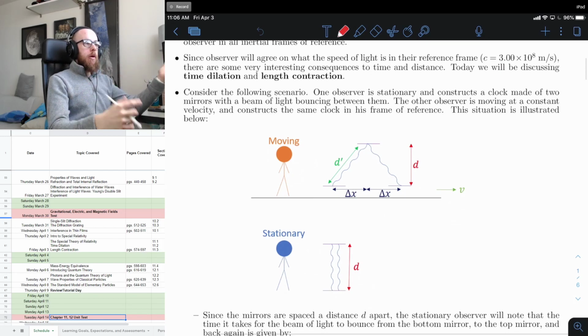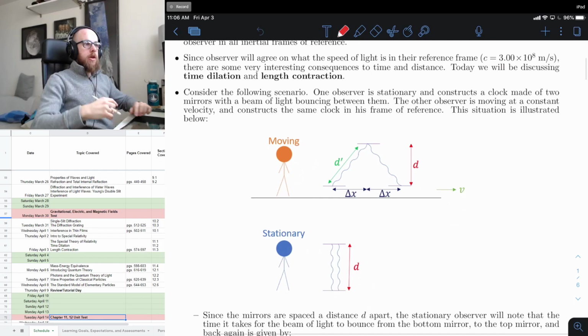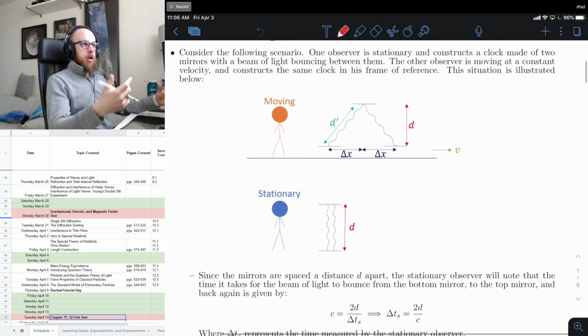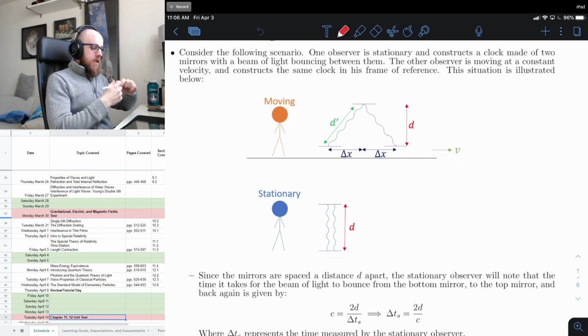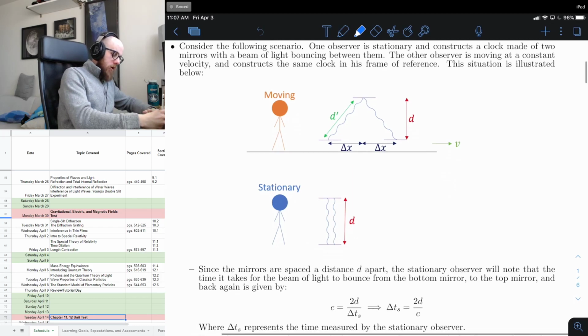Since it's a beam of light, you know what speed it's traveling at, and you know how far apart the mirrors are, so you can use that to figure out the time it takes for the light beam to travel between those two mirrors. That's why this thing is a clock. So if we look at this formula right here, we can determine the time it takes for the light beam to travel between the two mirrors.